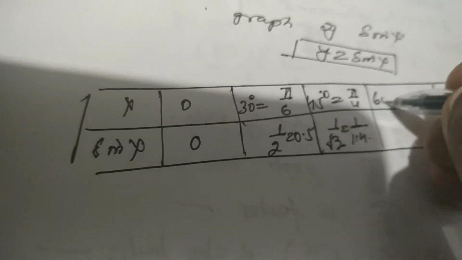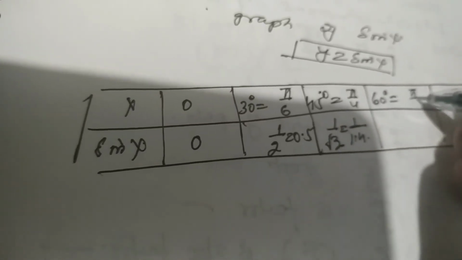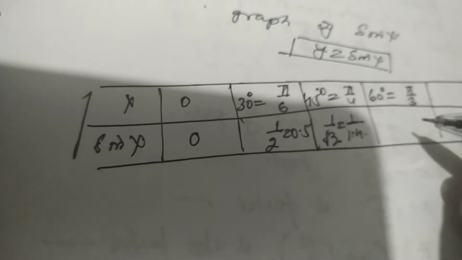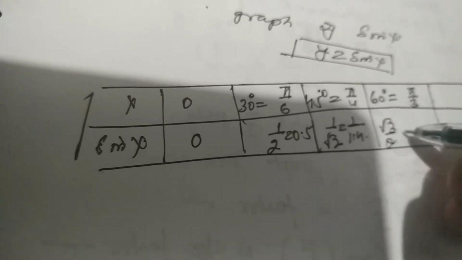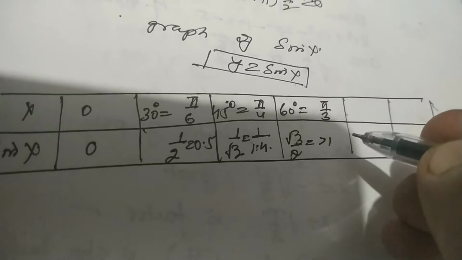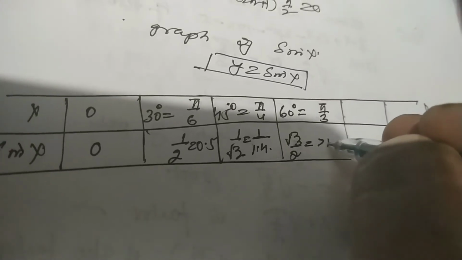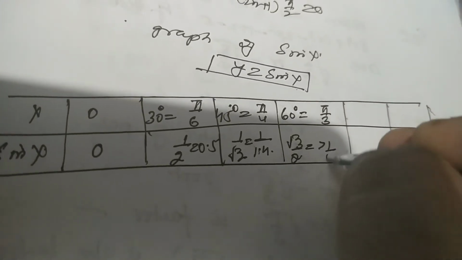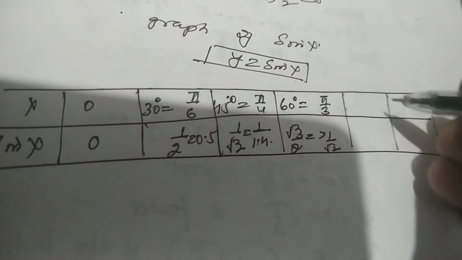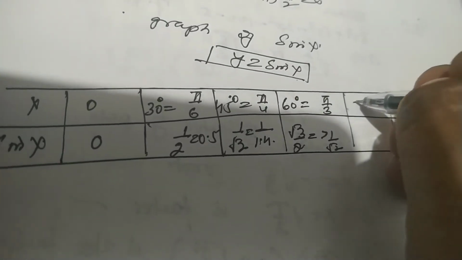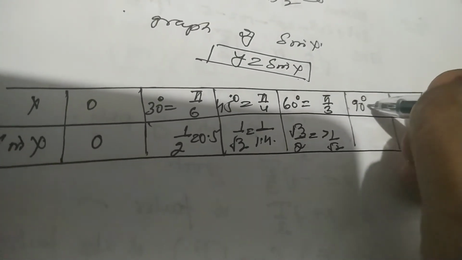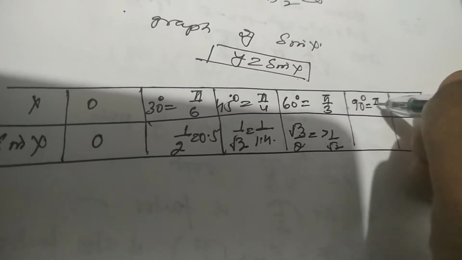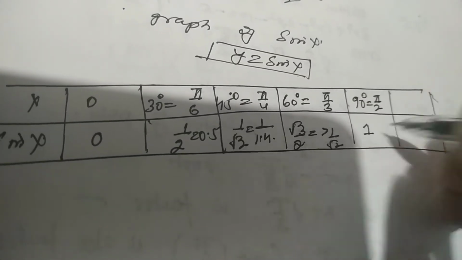And 60 degrees is equal to π by 3. The value is root 3 by 2, which is again lesser than 1 and greater than 1 by root 2. And 90 degrees is equal to π by 2, and the value is 1.